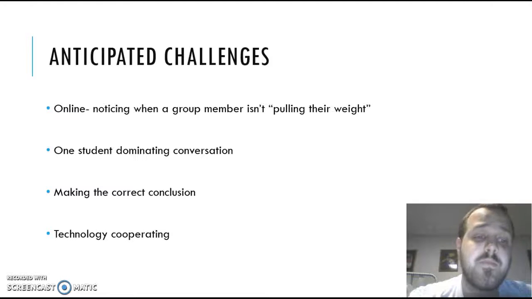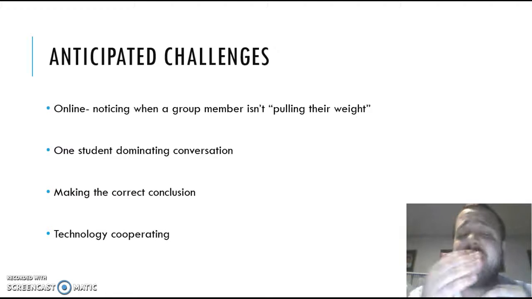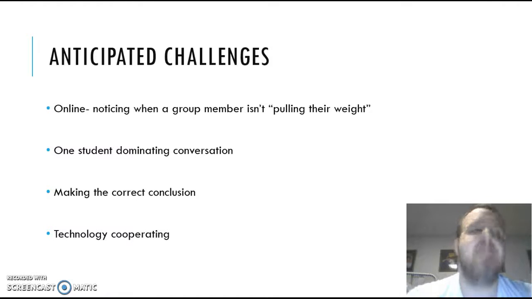Another one, which ties into that as well, is the student who dominates the conversation. Other students can feel left out when you have that student who just takes over and says, hey, this is how it's done, this is what I'm seeing, this is what I need to do. And again, some of the things I would try to do to counteract that is assigning roles, but that still can be a difficult thing.